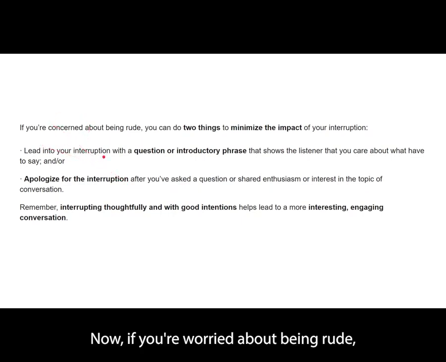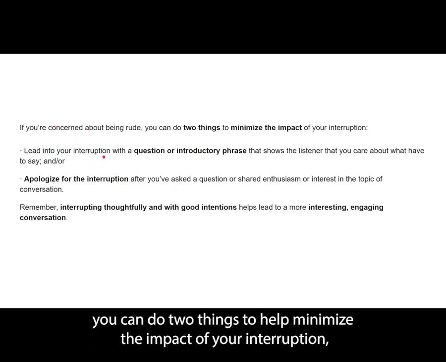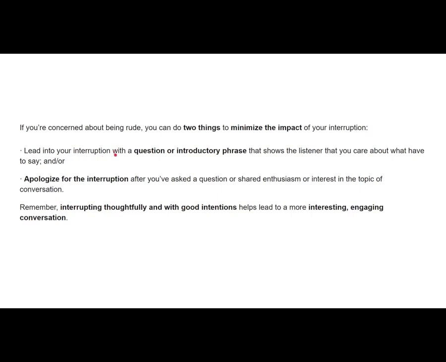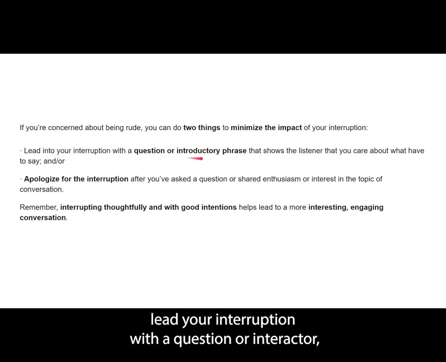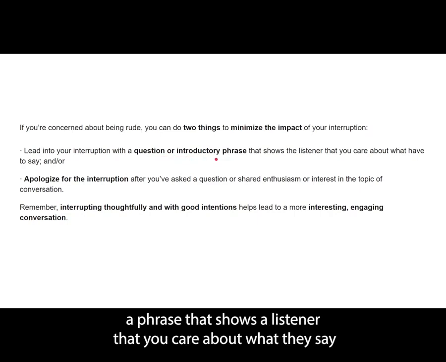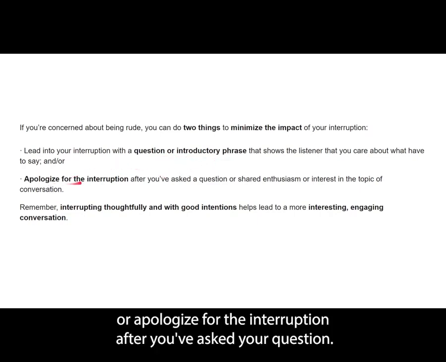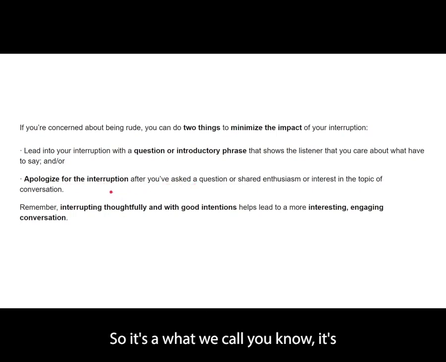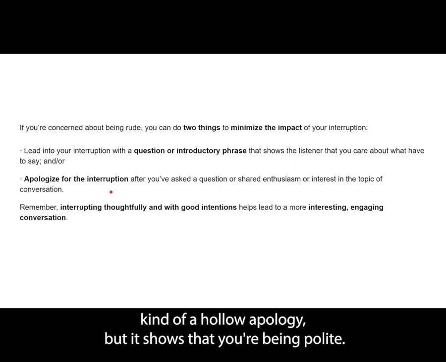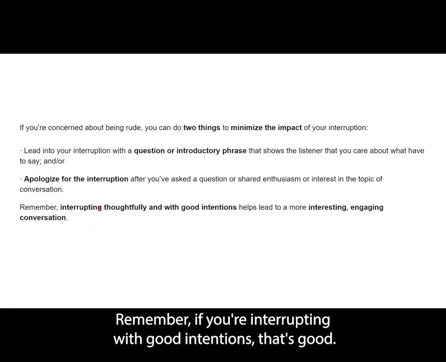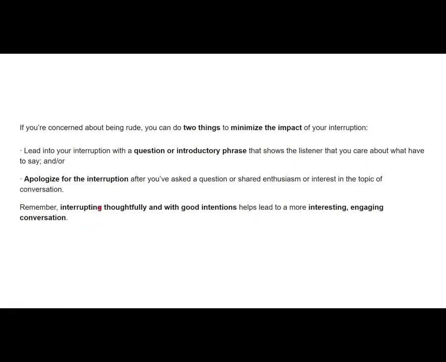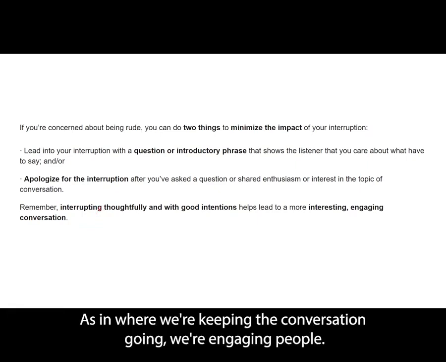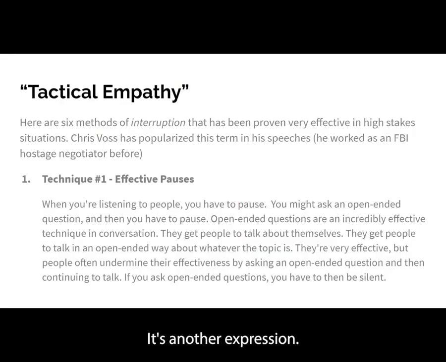Now, if you're worried about being rude, you can do two things to help minimize the impact of your interruption. Lead your interruption with a question or introductory phrase that shows the listener that you care about what they say. Or apologize for the interruption after you've asked your question. So it's, what we call, kind of a hollow apology, but it shows that you're being polite. Remember, if we're interrupting with good intentions, that's good. As in, we're keeping the conversation going, we're engaging people. Tactical empathy. It's another expression.